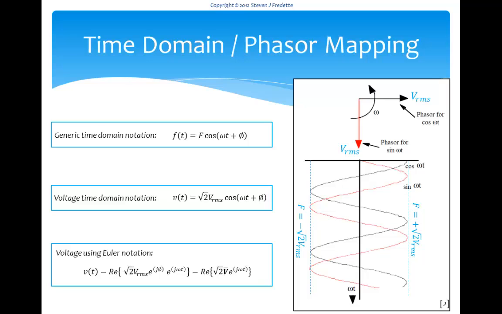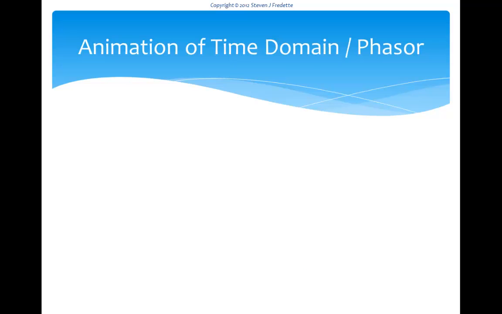Note the magnitude here I'm showing as RMS. Below that you'll see the sine and cosine functions as a function of time. Here I rotate the plot 90 degrees. Note also that the magnitude of the sine and cosine functions is square root of 2 times V_RMS. So again, talking about the difference between the time domain and the phasor domain, this conversion between RMS and peak, just keep that in mind. So now, as promised, we're going to show you an animation of the time domain and the phasor.